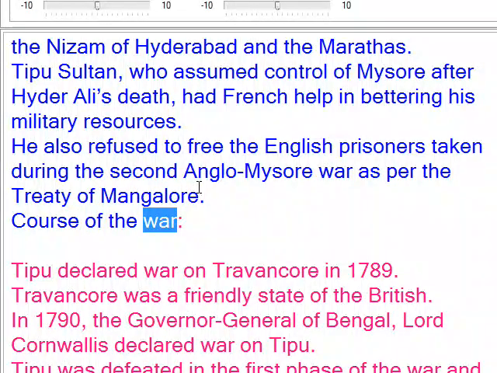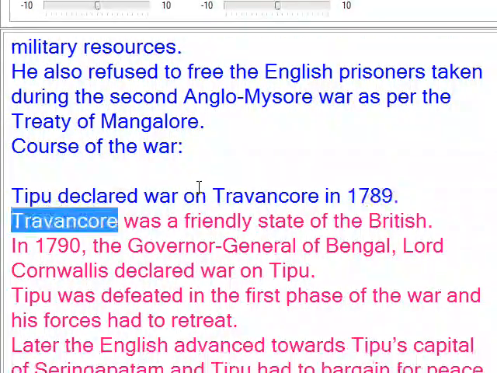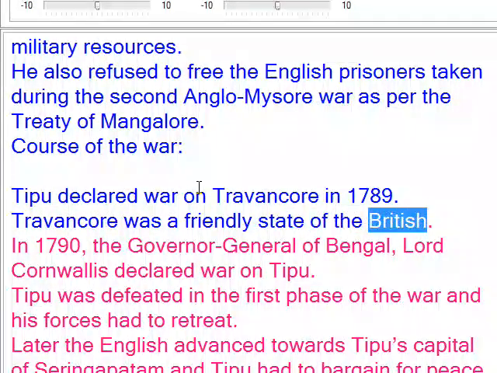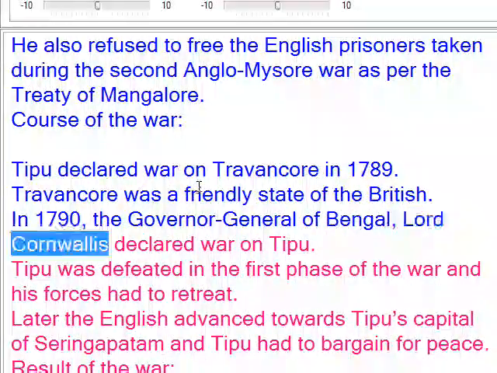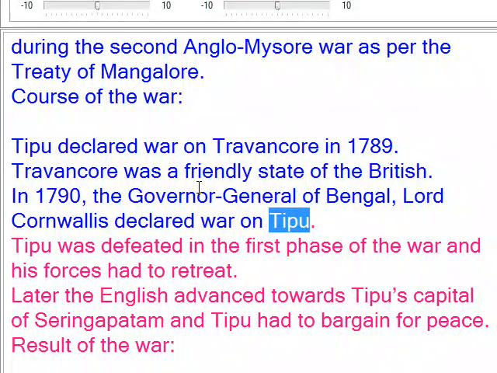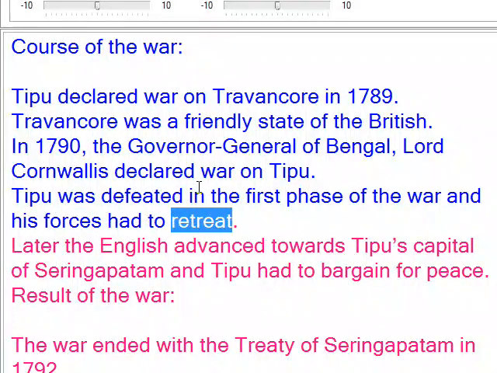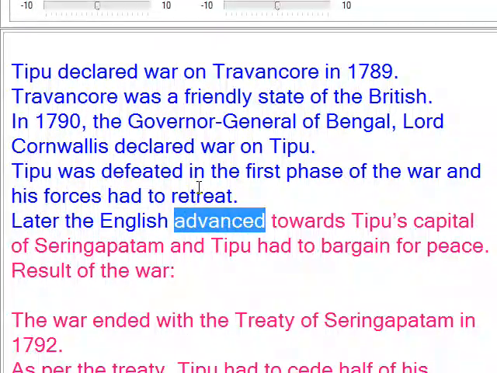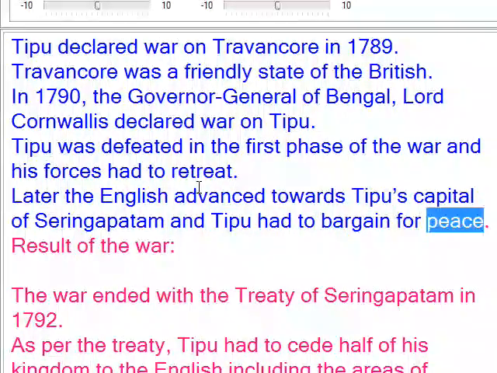Course of the war: Tipu declared war on Travancore in 1789. Travancore was a friendly state of the British. In 1790, the Governor-General of Bengal, Lord Cornwallis, declared war on Tipu. Tipu was defeated in the first phase of the war and his forces had to retreat. Later the English advanced towards Tipu's capital of Srirangapatna and Tipu had to bargain for peace.